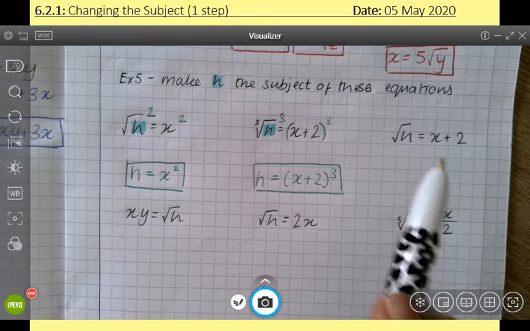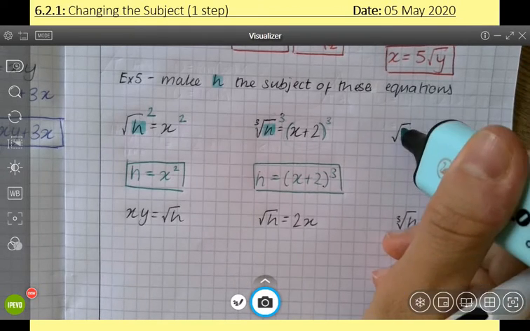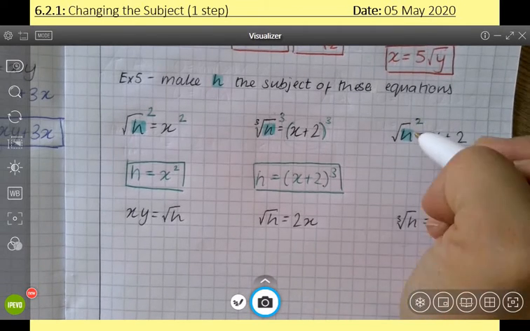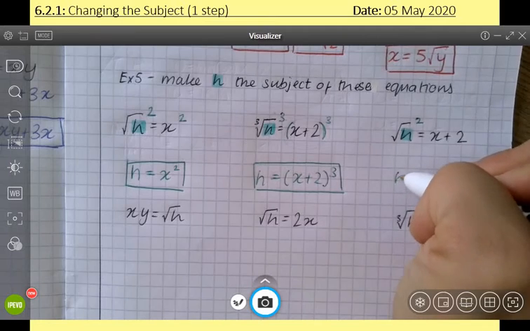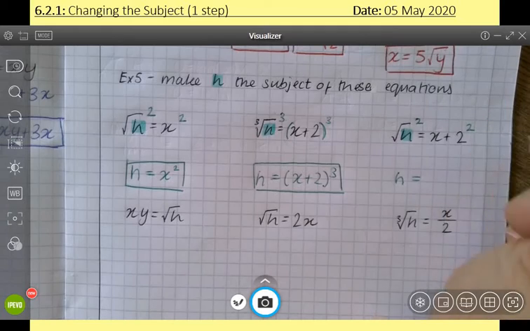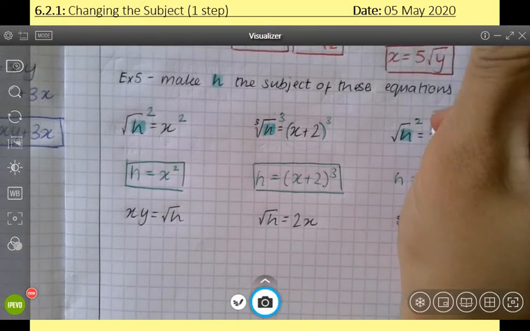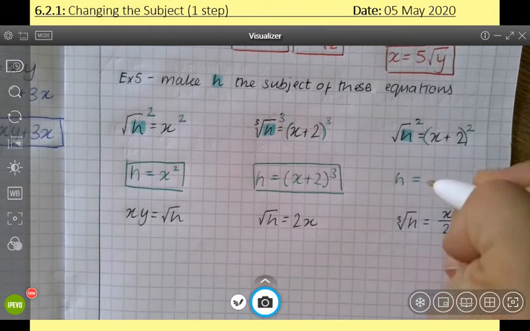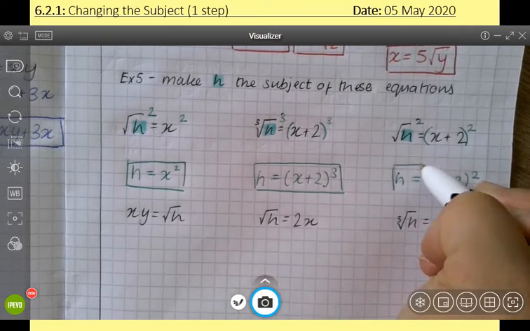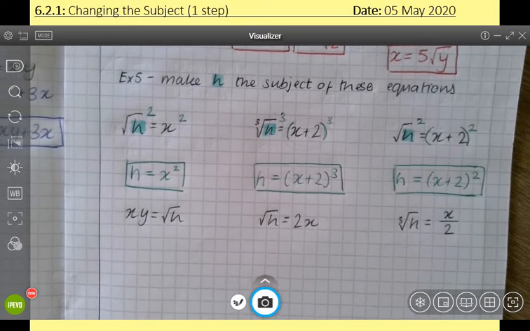Okay, the next one, I want to make h the subject and h is inside a square root. So that means I'm going to have to square both sides. When I square a square root, they are opposites and I just get h. And remember, I want to square the whole side. I don't just want to square the 2. If I do this, I'm only squaring the 2. I want to square the whole lot. So x plus 2 all squared is what I get on the right hand side, and I've made h the subject, so I'm done with this question.